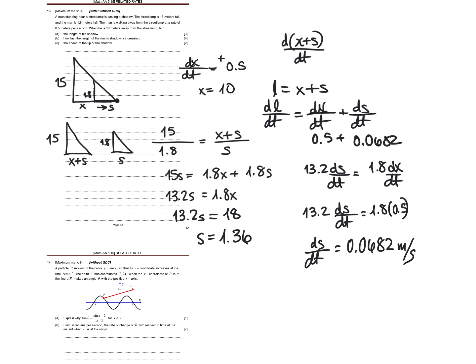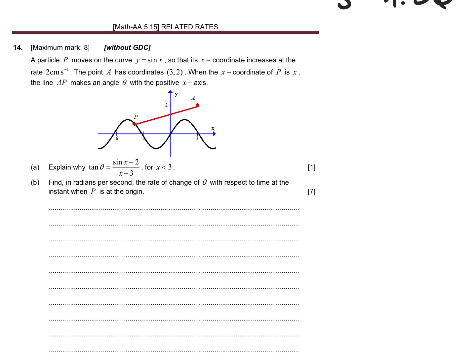And that is going to be 0.5682 meters per second. Okay, the particle P moves on the curve y equals sine x so that its x coordinate increases. Okay, so we have dx/dt is 2. Point A has the coordinates (3, 2). When the x coordinate of P is x, so that's going to be the point (x, sine x).